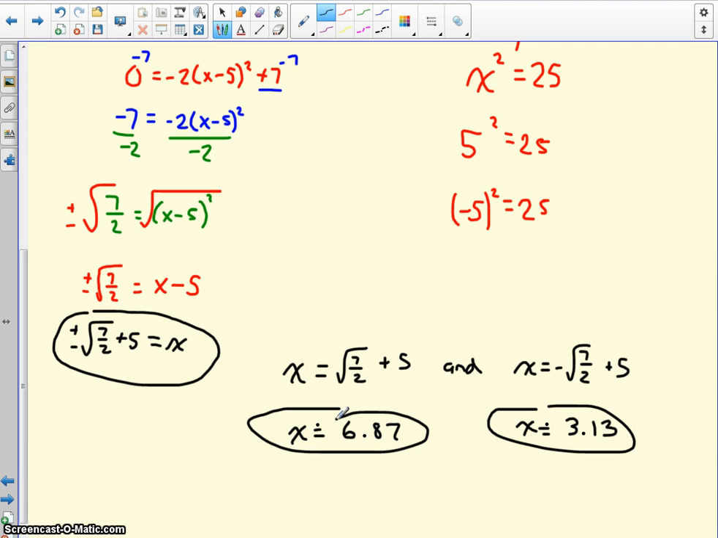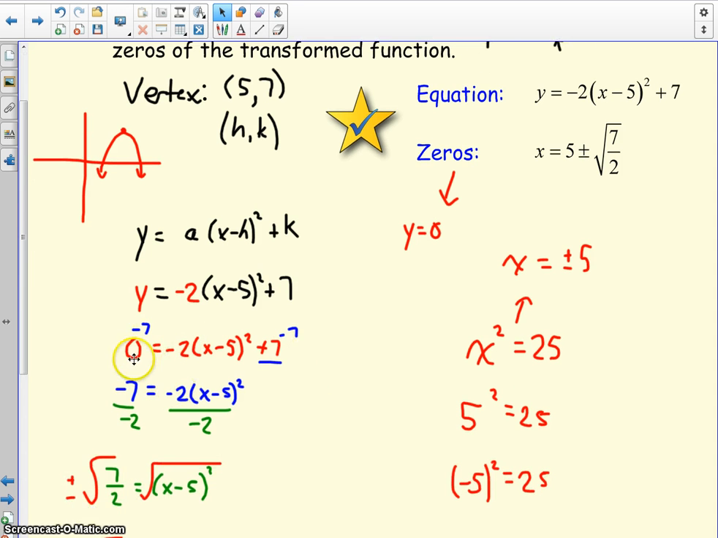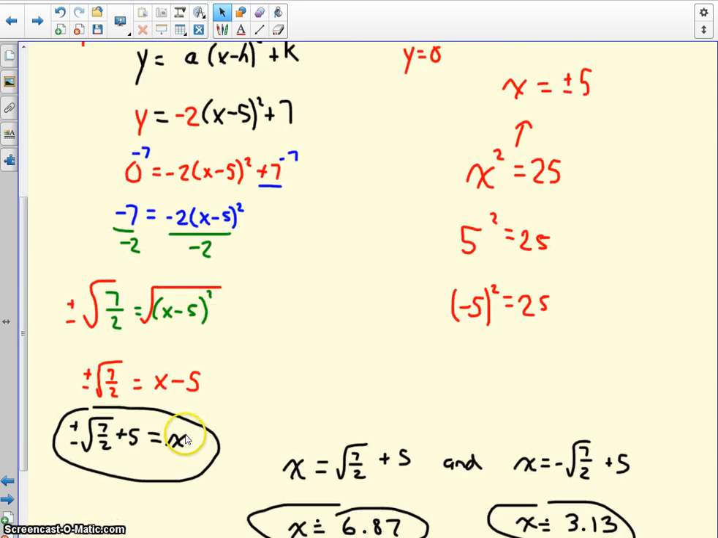Okay, so again, normally you can just leave your answer exact. If I do ask for two decimal places, please make sure you put it through your calculator and find those answers. Okay, but you can see there how we can find the zeros of the quadratic equation in vertex form. So you set y equal to 0, rearrange the equation, and solve for x.